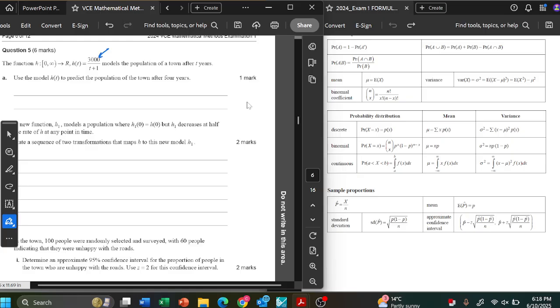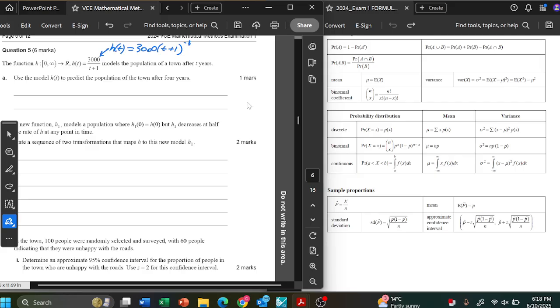Always a good idea with these questions that involve calculus, just off the bat, before we even start answering it, just write it with negative indices. Get rid of that thing down the bottom. So this is going to be equal to 3,000 times t plus 1 to the power of negative 1. That helps me, at least. It might not help you.